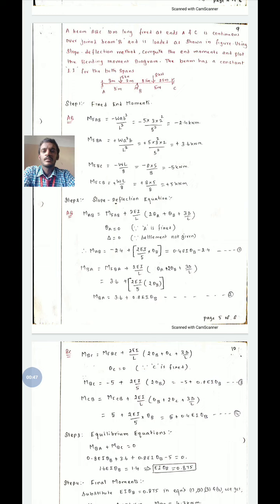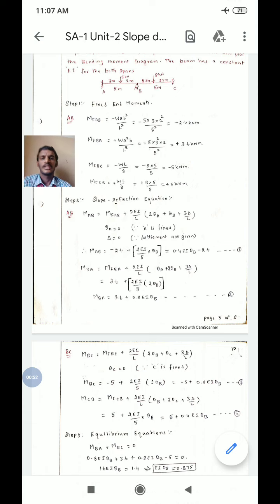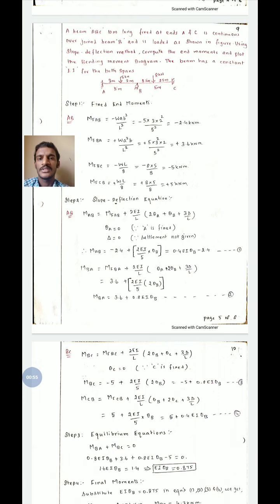As usual, in all cases, the first step is to calculate the fixed end moment. Fixed end moment calculation for the given problem: for the AB portion, the point load is acting at different end distances. Therefore, the formula for point load with different distances is minus WAB squared divided by L squared and plus WA squared B by L squared. M of AB is the left end, M of BA is the right end. For the left portion, minus WAB squared by L squared. For the right portion, WA squared B by L squared.